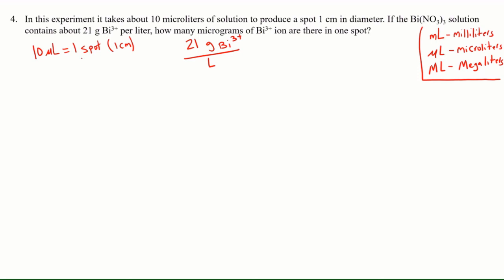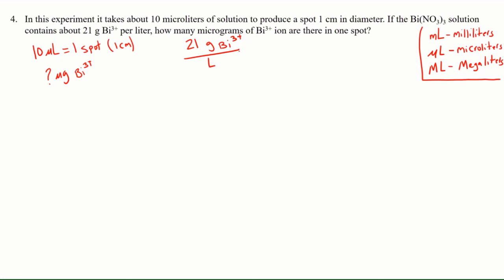Well, here's the one spot. One spot is equal to 10 microliters. So really they're asking for how many micrograms of bismuth are in one spot, which is really in 10 microliters. Well, in order to answer this question, we have a mixture of units here. They're giving us units in microliters and micrograms and grams and liters. In order to really answer it, we have to unify the units.